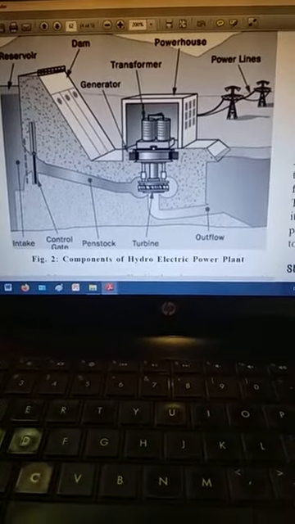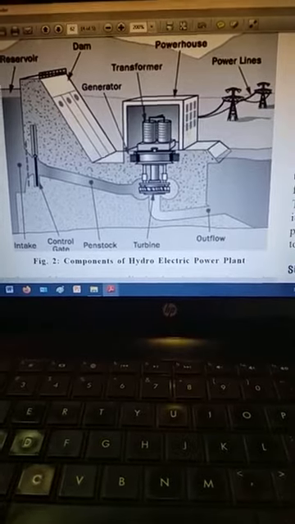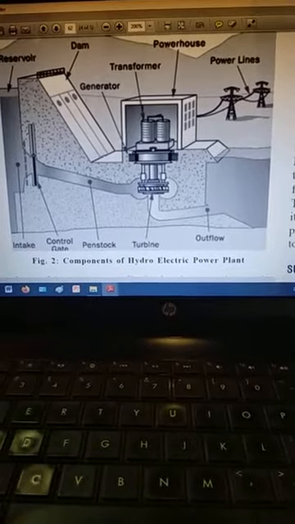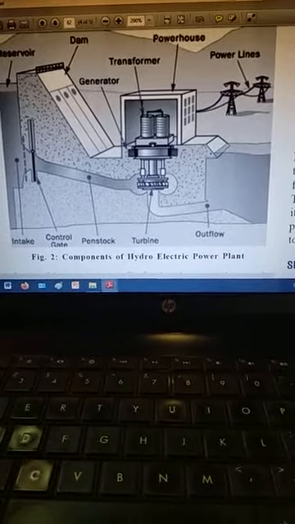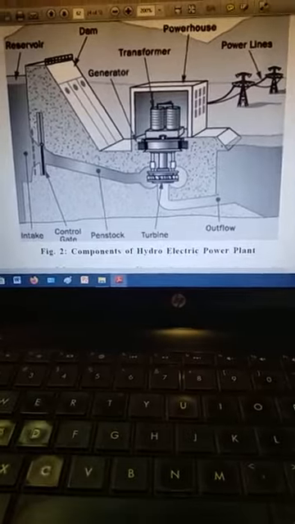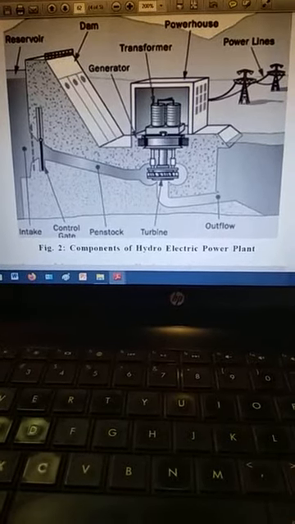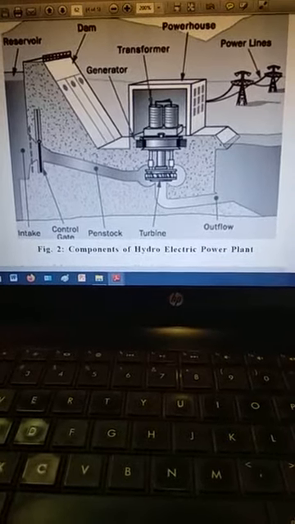So now let us move on to the powerhouse. In the powerhouse, the turbine is coupled with the generator, and then the generator is connected with the transformer. What is the use of the transformer? It is used to convert AC into DC or DC into AC if we need. Then this AC or DC is supplied to the power lines. So this is the simple construction of the hydroelectric power plant or hydroelectric power station.